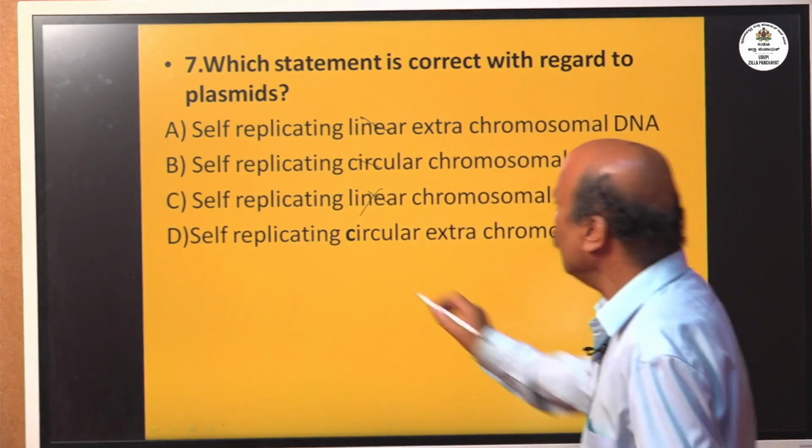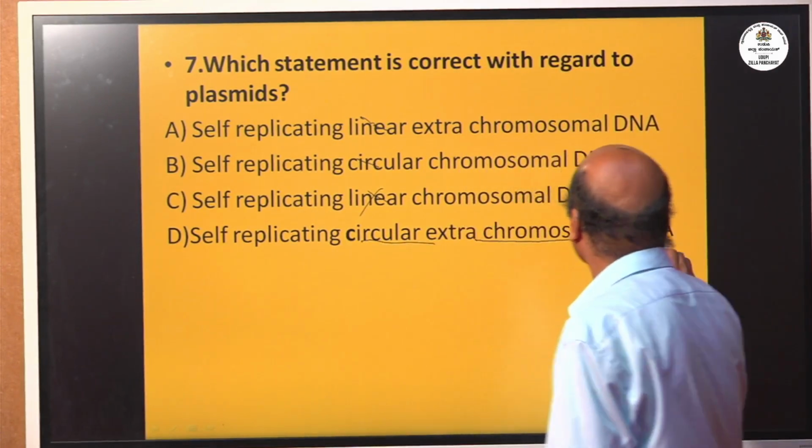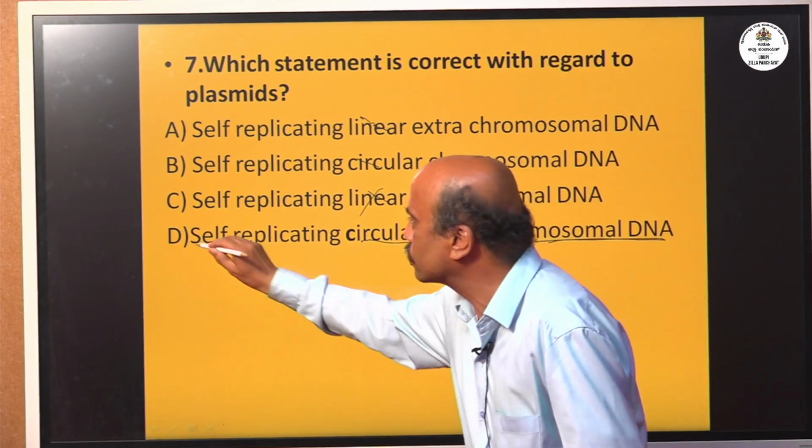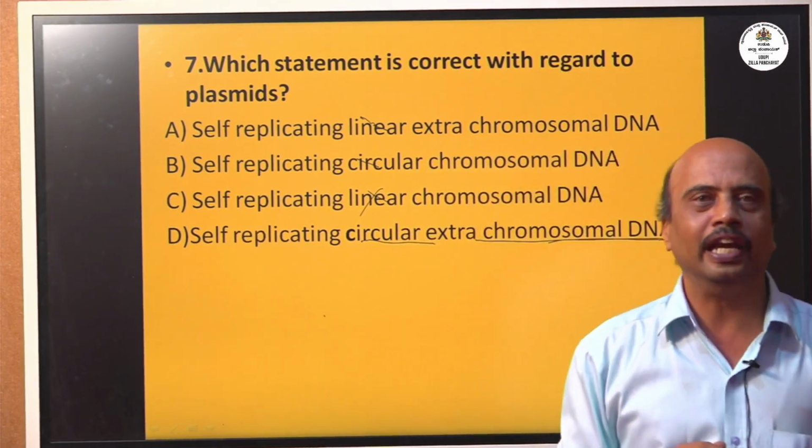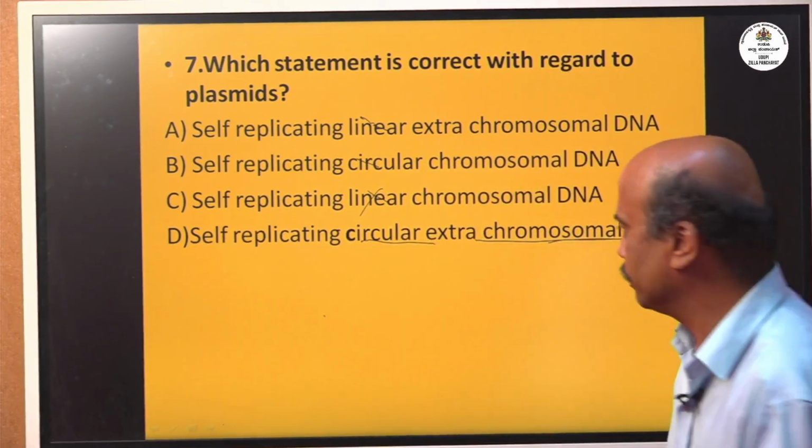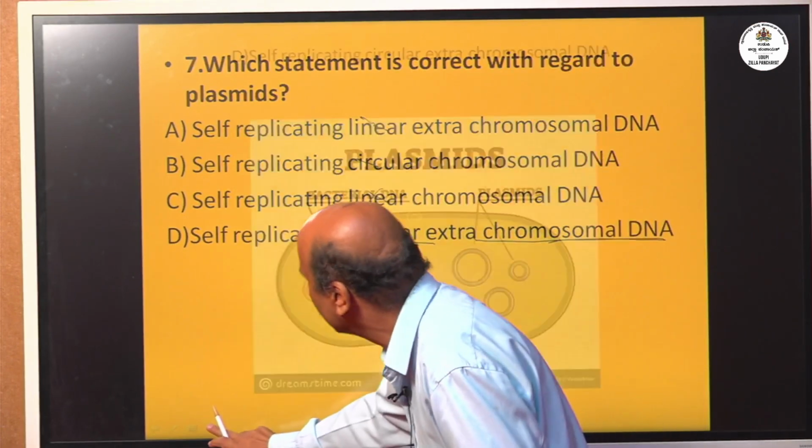Then self-replicating circular extrachromosomal DNA is the correct answer for plasmids. Okay, option 4 is the correct one. Then we move on to the next question.